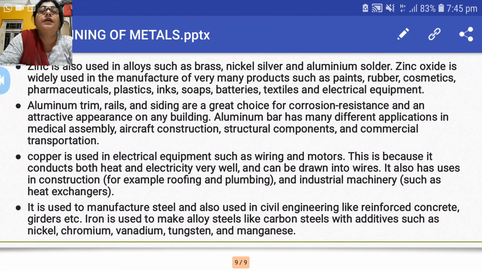Then for iron, it is used in the manufacture of steel and is also used in civil engineering like reinforced concrete, girders, etc. Iron is used to make alloys like carbon steels with additives such as nickel, chromium, vanadium, tungsten and manganese. So these are the uses of some of the metals which we have discussed in this chapter.